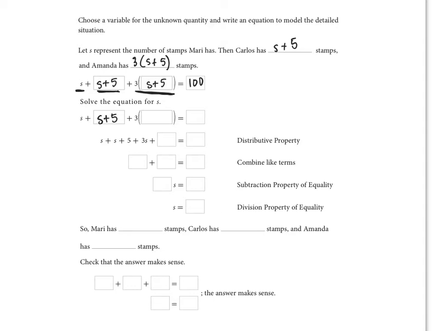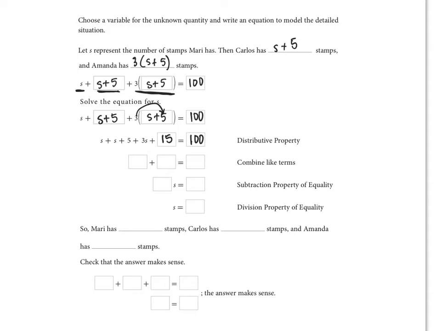So I'm going to rewrite it. Use distributive property, and you should get S plus 5 plus 3S plus 15. I got that from doing the 3 times the 5 in my distributive property. That still equals 100. And by the way, the right side over here is our justification. If you remember back from lesson 1.1, this tells us why we're making these steps over here that are on the left side. So next step, let's combine like terms.